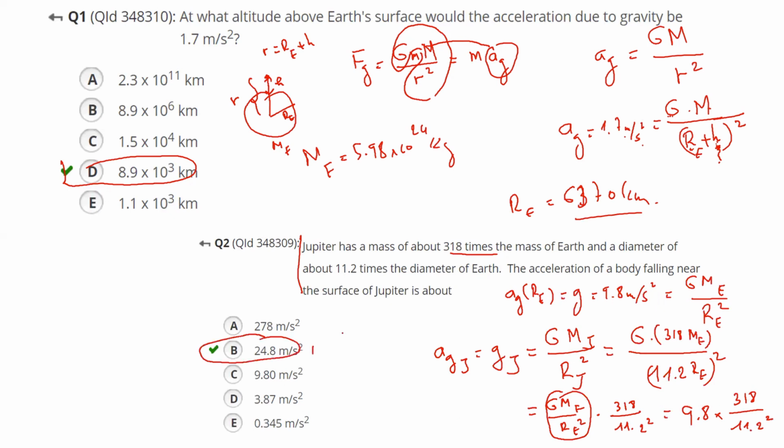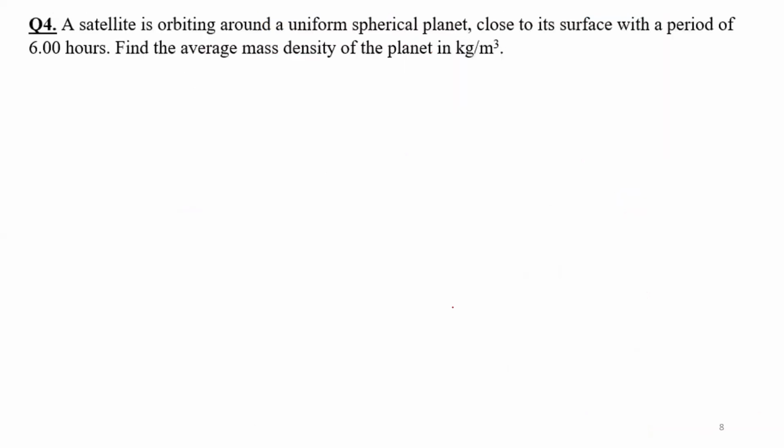You know this very well from your lab. In the simulation, you know that the g of Jupiter is 24.8 meters per second squared. Yes, 9.8 multiplied by 318 divided by 11.2 squared. Okay, good. Is it clear? I want this to be very clear.